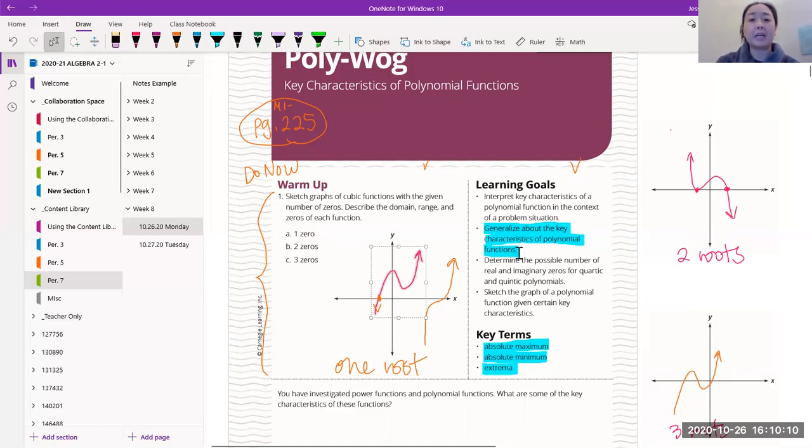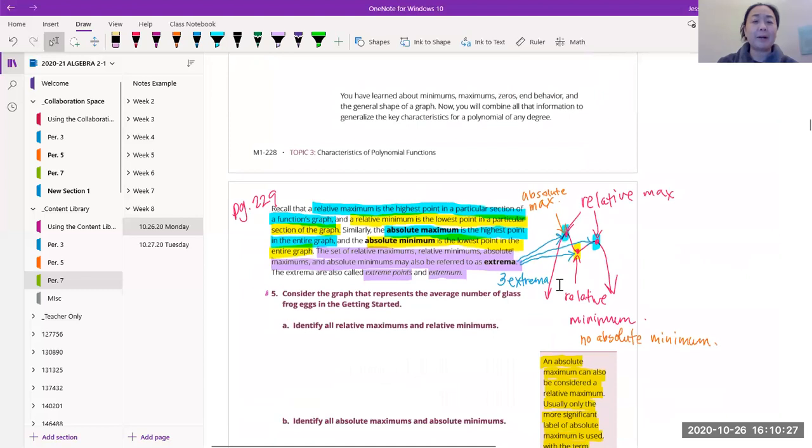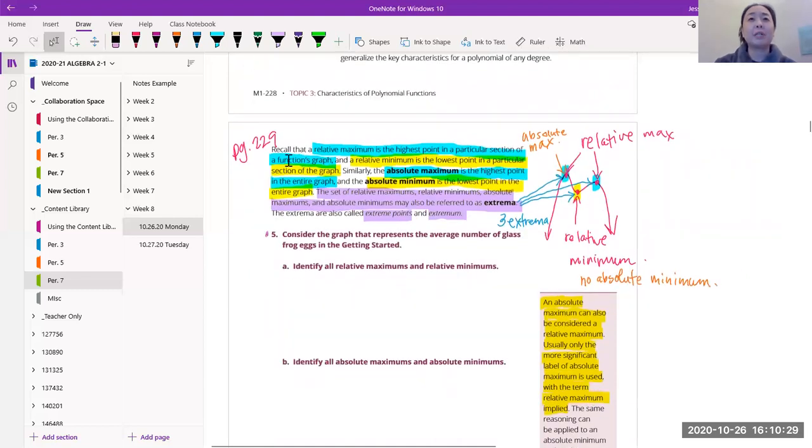Our learning target for today is just the one: generalize about the key characteristics of polynomial functions. Tomorrow we're going to do the other stuff, absolute maxima, absolute minimum, and the extrema. We're going to talk about that right now. So we're going to skip a couple of pages, we don't have time right now. All right, so this is on page 229.